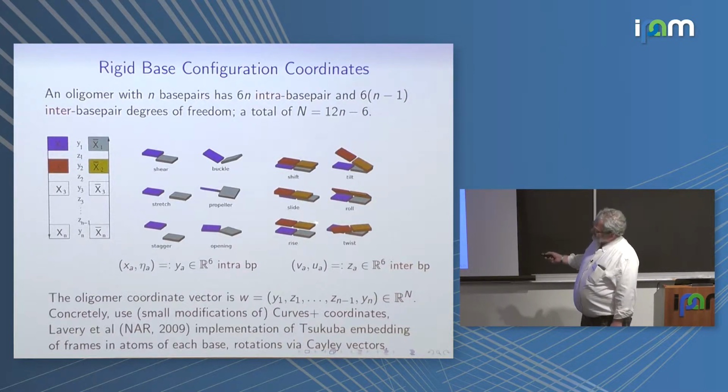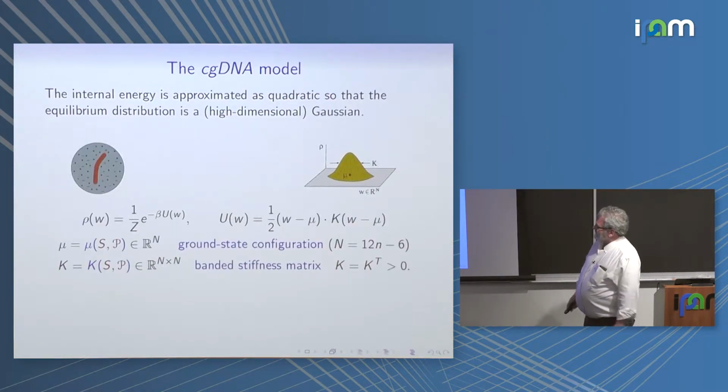You also have 6 degrees of freedom when you go from one base pair to the next. These are the names of those, 3 translations, 3 rotations, and we call those inter. So then the coordinate vector looks like y, z, y, z, y, z, y, z, anything like that. Concretely, we use this particular code. So now I've told you vaguely what this W is.